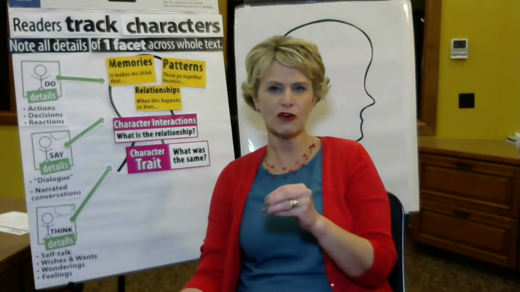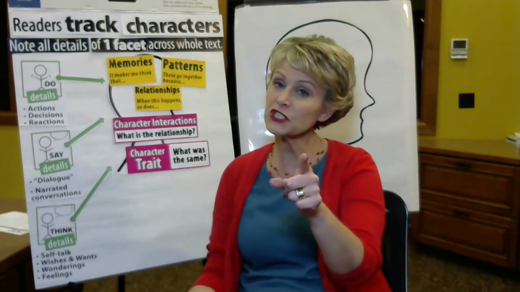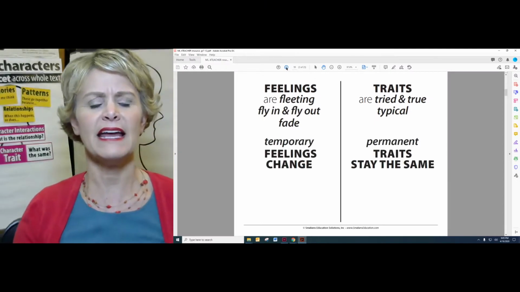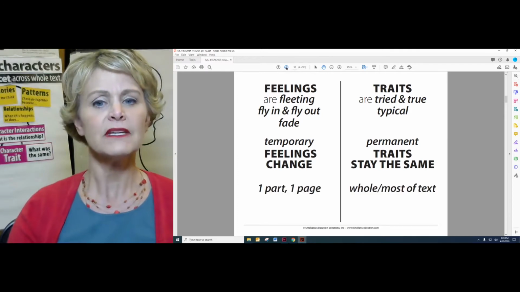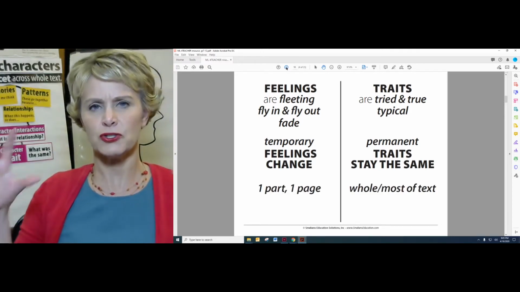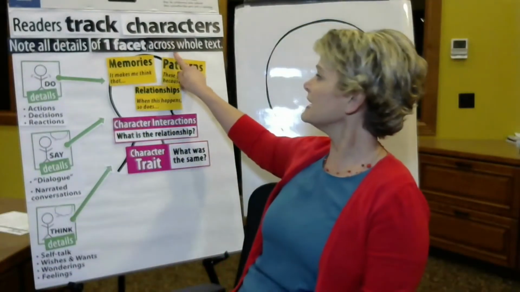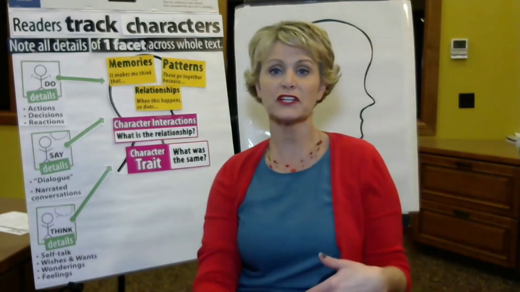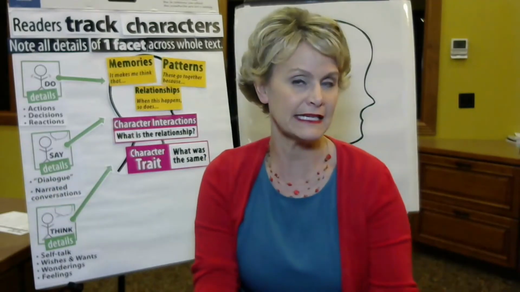Okay, so traits don't change across the text. Feelings change, traits don't. That's a big distinction, okay? So temporary feelings, permanent traits. All right, now, as we're looking at this idea of a permanent trait, a tried and true, a typical, he's always like that, then that means across the whole text, you should be able to find evidence of a character acting like that, demonstrating that personality trait.